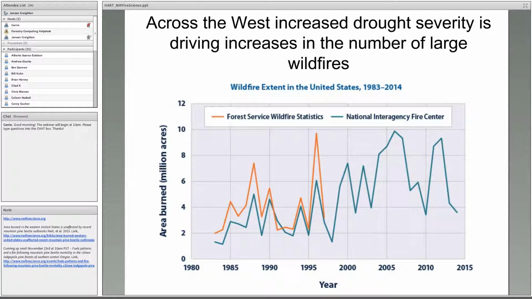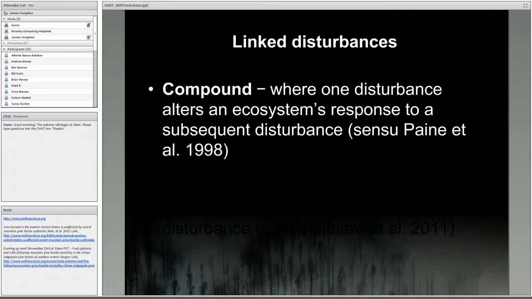Coincident with this increase in bark beetle activity across the West, we've also had a large increase in the number of large wildfires. So 2012, 2006, and 2007, we had some pretty big wildfire years across the western U.S. The coincidence of these 2 disturbances has led to a lot of people discussing how mountain pine beetle infestation and these dead trees across large, extensive landscapes might affect subsequent wildfire.